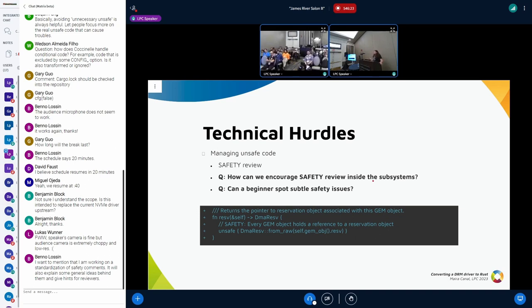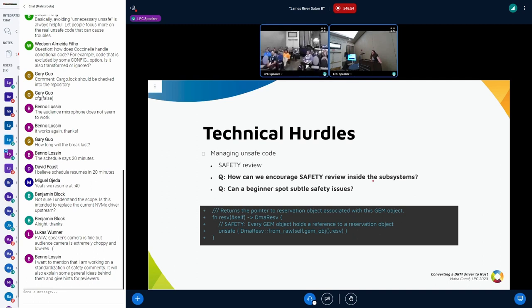Because to just read Rust, we are programmers, we know how to read things in many languages, but to see the subtleties of the language is sometimes not that easy. So it's something that I would like us to think about. Do you want us to discuss one by one or later? We can discuss later. I gathered all the questions in the final slides, so we can discuss later.